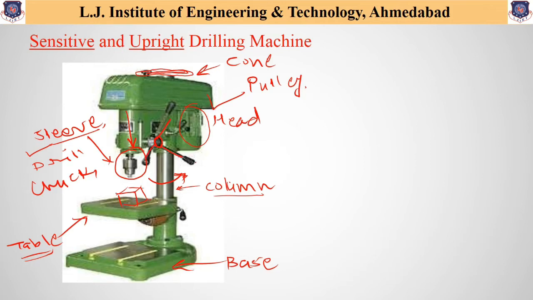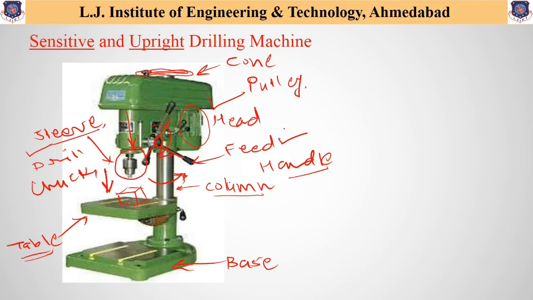And over here the handle that is shown is called the feed handle, because as this handle is rotated, the drill bit moves in the downward direction and performs the machining operation. So as this drill bit is fed towards the workpiece, that's why this handle is called the feed handle.